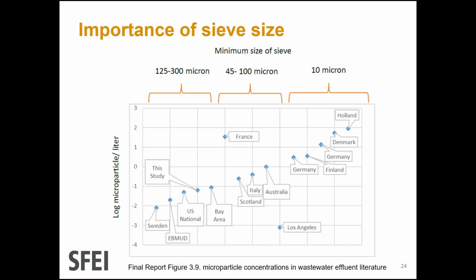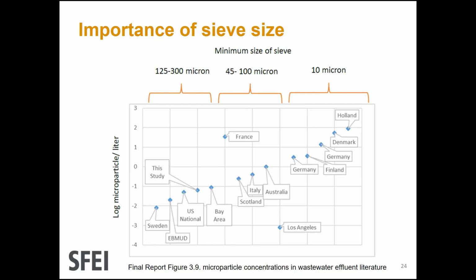Okay, so sieve size. This is an example figure from our report looking at wastewater effluent microplastics. And the main takeaway from this figure is that the size of the sieve that you're using to sample can drastically change the number of microparticles that you're seeing in your samples. And that seems to be more important than the location of the sampling or the type of wastewater treatment in this example.